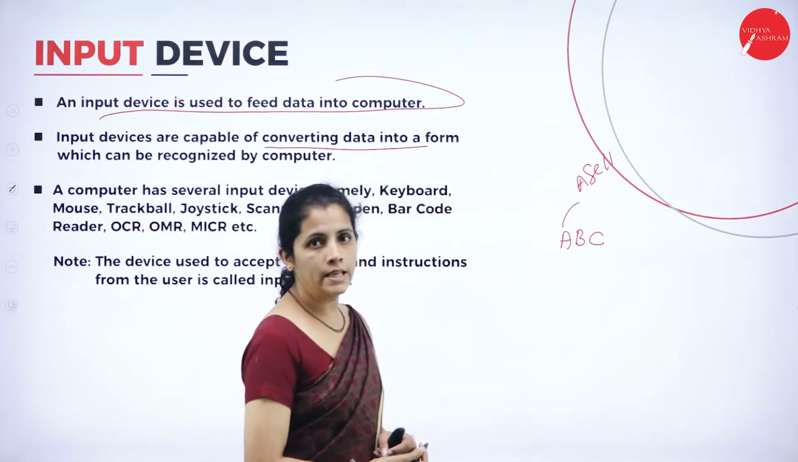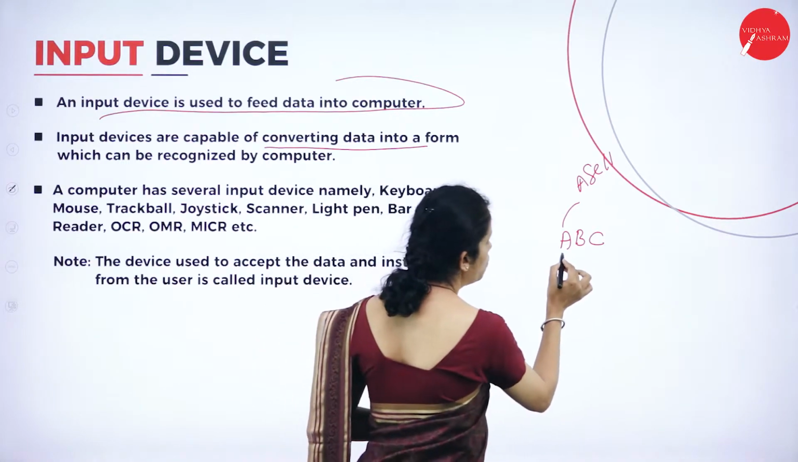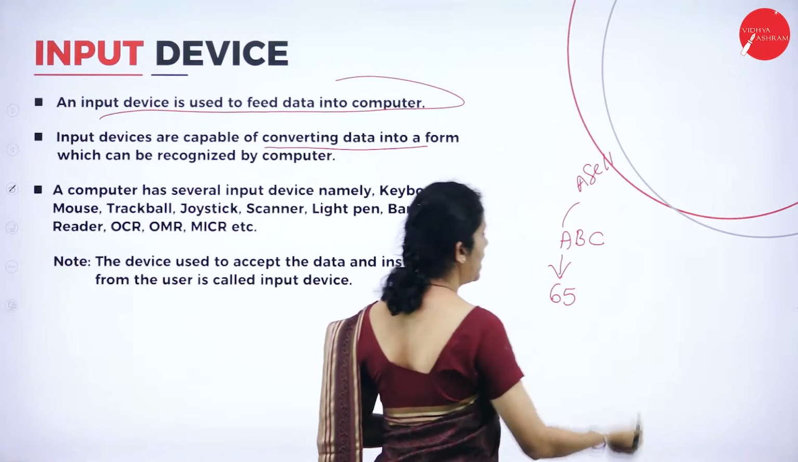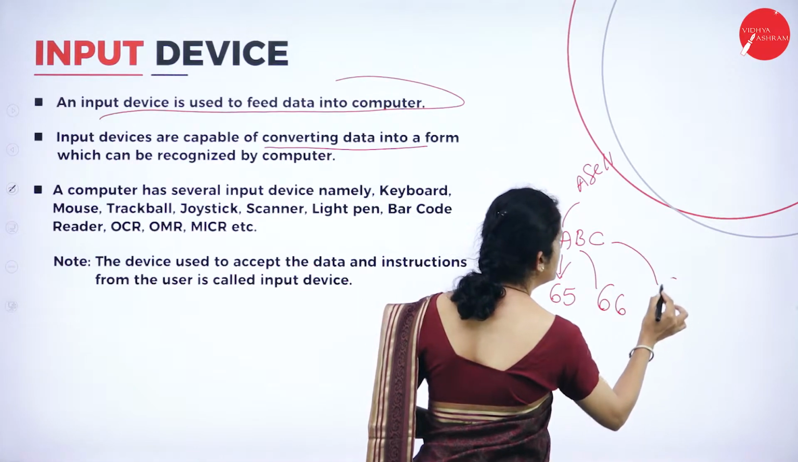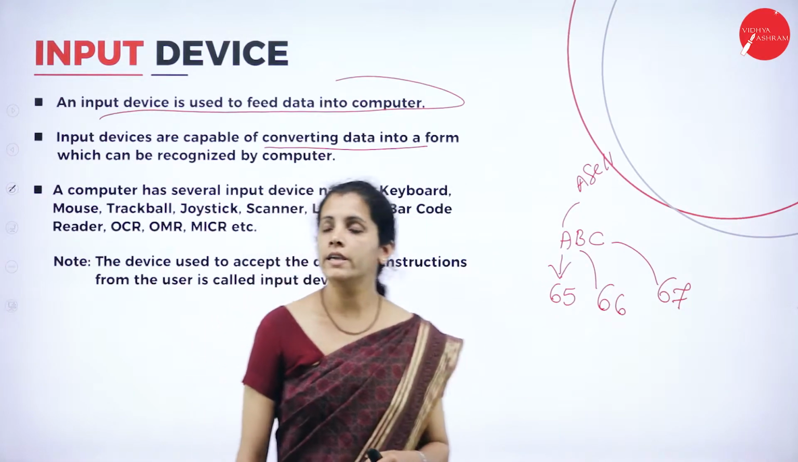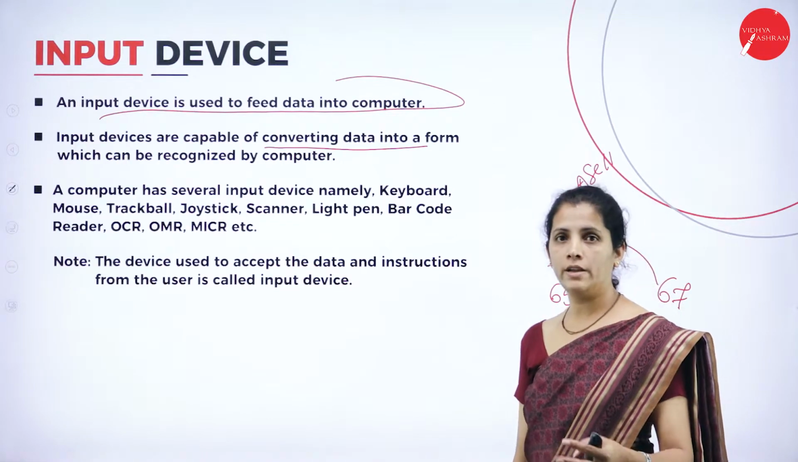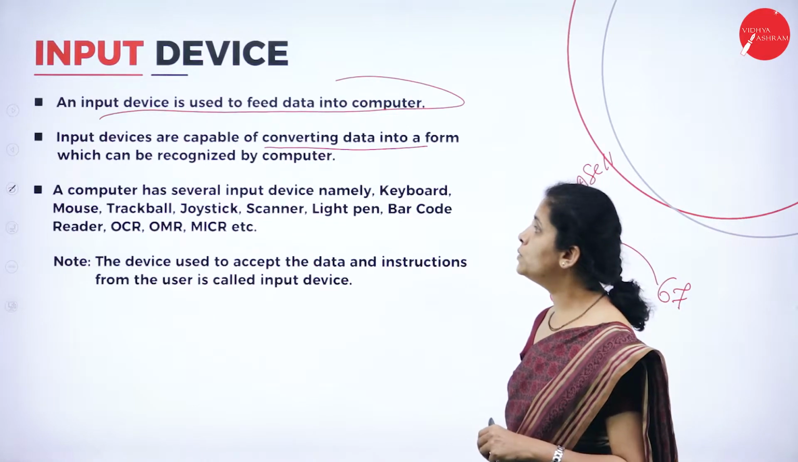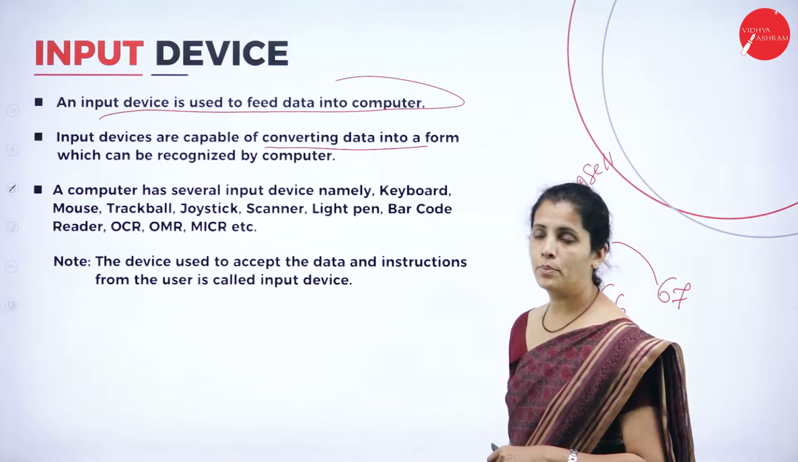For example, think that I'm going to press A. What is the ASCII equivalent of A? That is 65. For B, it is 66. And for C, it is 67. So whatever data I enter is converted into the form which is understood by the computer.